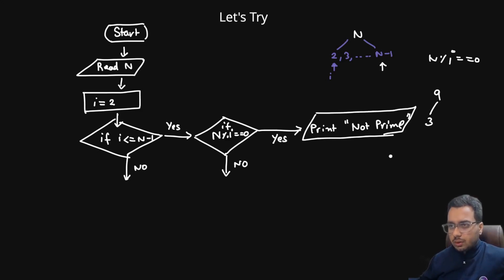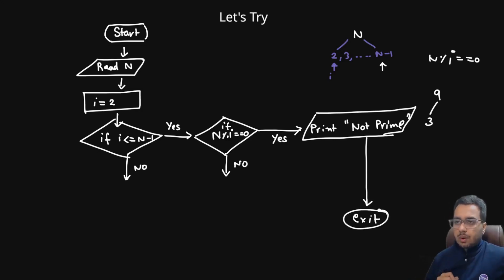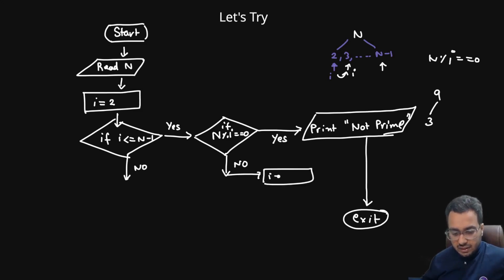Okay, so what you can do, you can straight go to exit. You can straightly exit the program from this particular point. But what if it is no? Okay, if it is no, then what you're going to do? It might be possible that n is not divisible by 2. It might be divisible by 3. So you are going to take I to the next place. So you are going to say, okay, let us increment I as I plus 1.